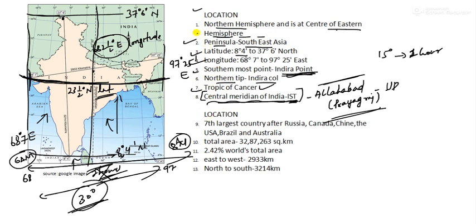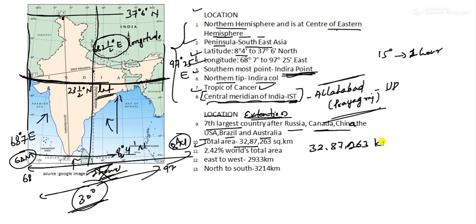So I hope you have understood about the location. Okay, next we'll see the extension. This is not location, this is extension. Okay, so if you take the whole world, India is at the 7th position in the area. Okay, it is the 7th largest country after Russia, Canada, China, USA, Brazil and Australia. The total area of India is how much?